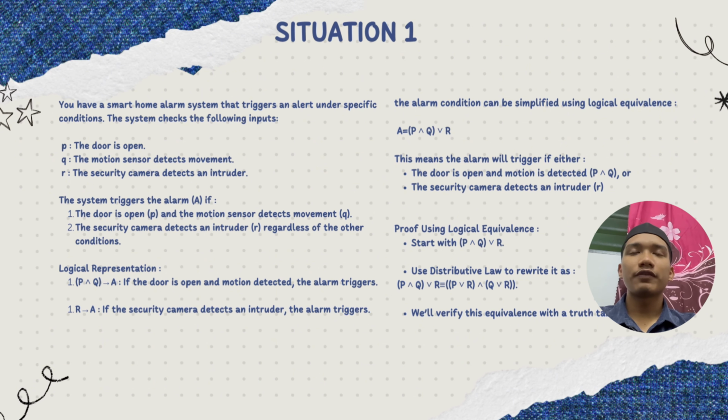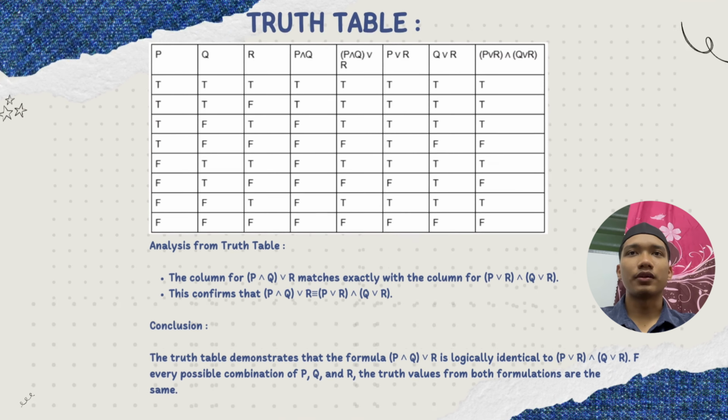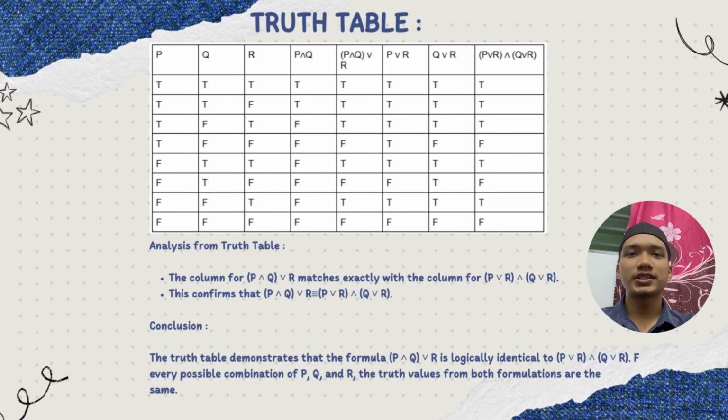We can also verify it by using a truth table. To further confirm the logical equivalence, we construct a truth table that evaluates all possible combinations of the inputs P, Q, and R. The truth table ensures that the values for P and (Q or R) match exactly with those for (P or R) and (Q or R) in every scenario. Let me summarize the key observations.